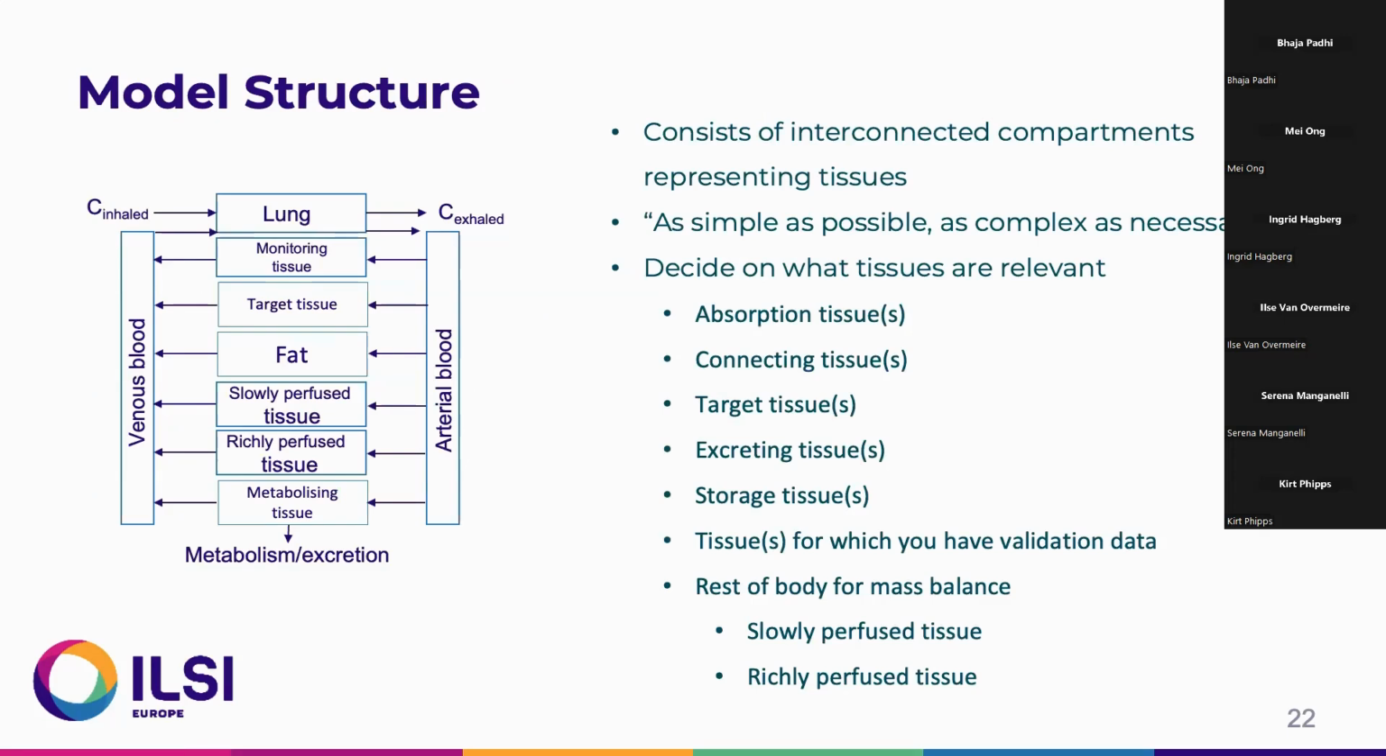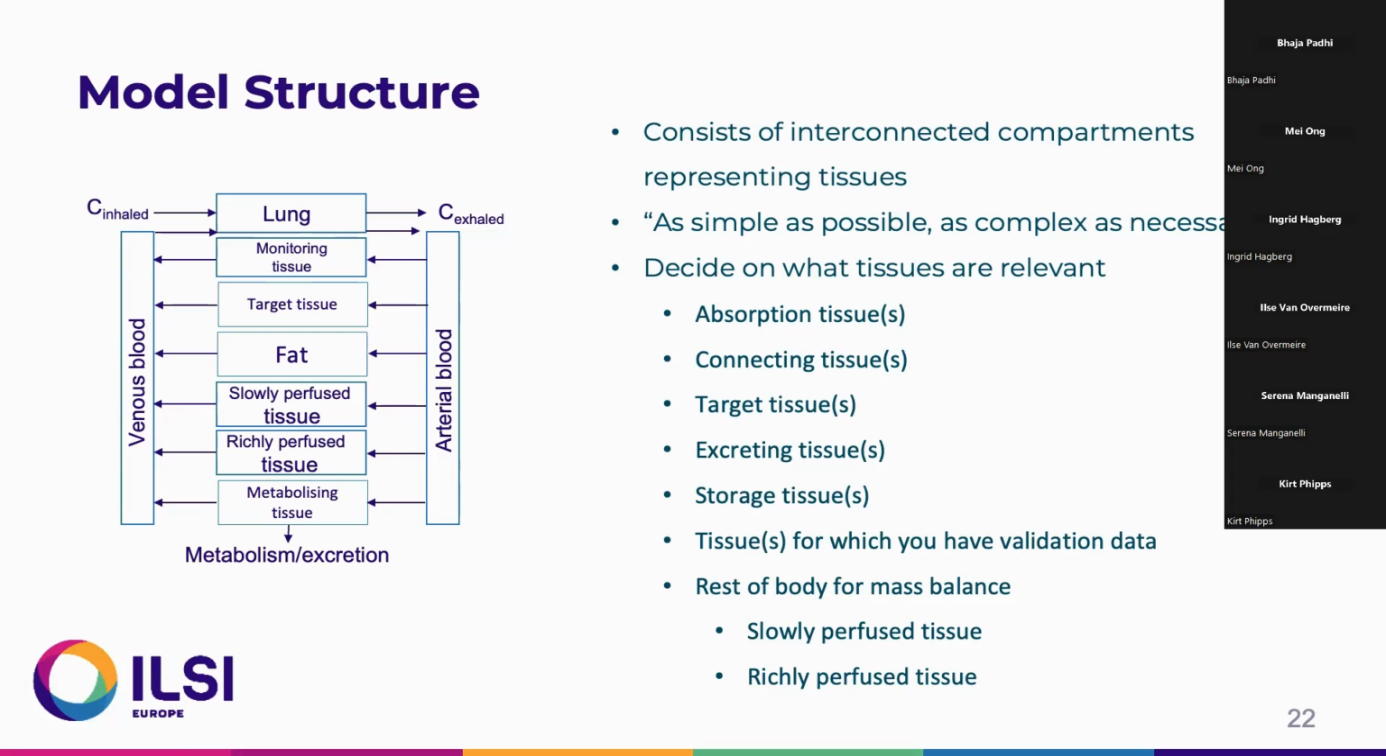So when we look at a model structure, what is really important here is that it's a complete organism. It's a complete human, where each of the tissues are obviously linked to one another. And it should also be as simple as possible and as complex as necessary. So don't include too many tissues, because you would also need all the parameters for that, and it may not actually be very important. But what you would need, at least, when you decide on the type of tissues that you want to include, it should have the absorbing tissues that are relevant, the connecting tissues, so that would be your blood in most cases, but sometimes also lymph.